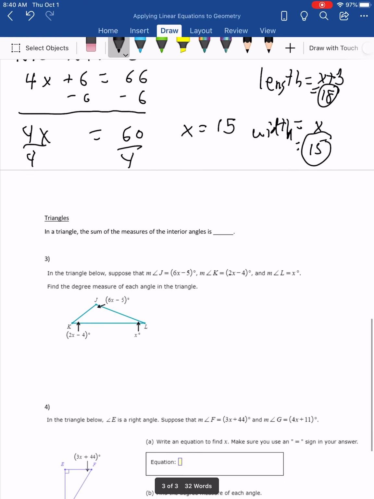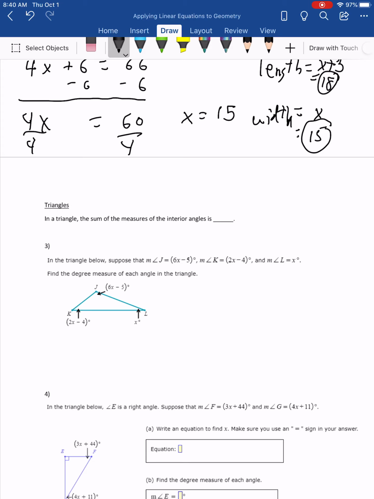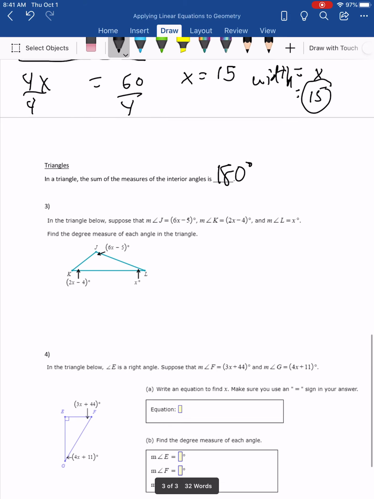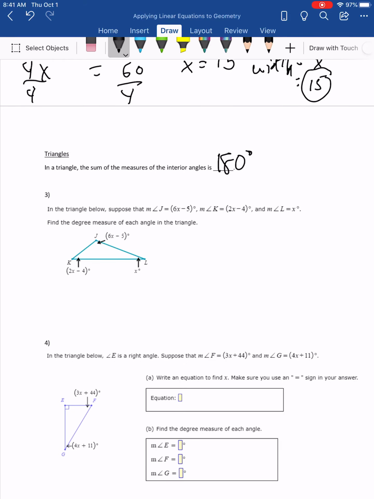Okay, next we're going to work with triangles. The important fact we need here is that in a triangle, the sum of the measures of the interior angles, so the 3 angles that are inside of a triangle, we also have exterior angles that are outside of a triangle, is 180 degrees. So in number 3, we have algebraic expressions for each of the angles. We're told angle J is 6x minus 5, angle K is 2x minus 4, and angle L is x. We want to know the degree measure of each angle in the triangle.